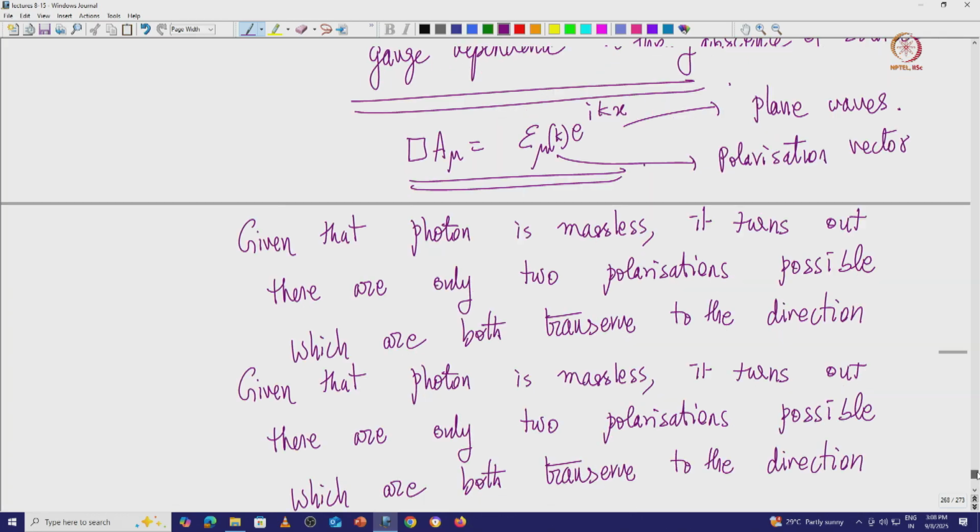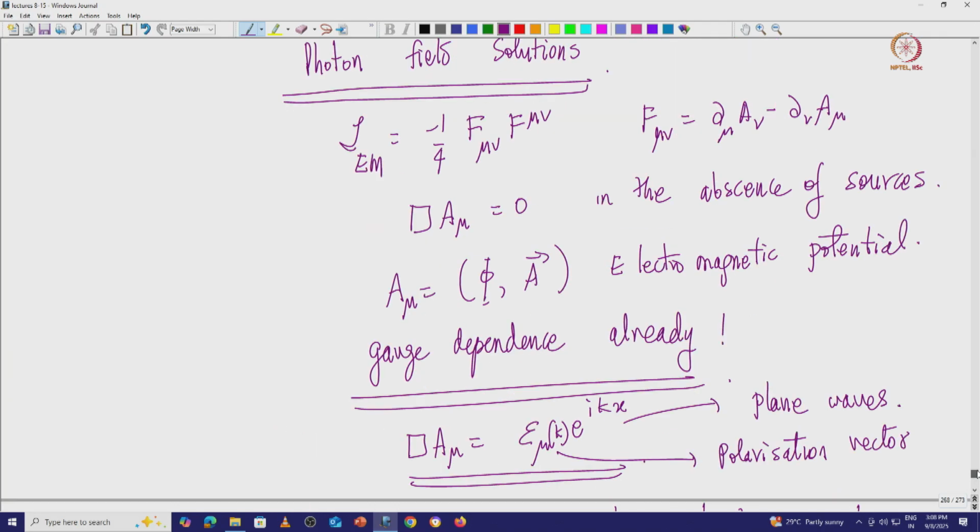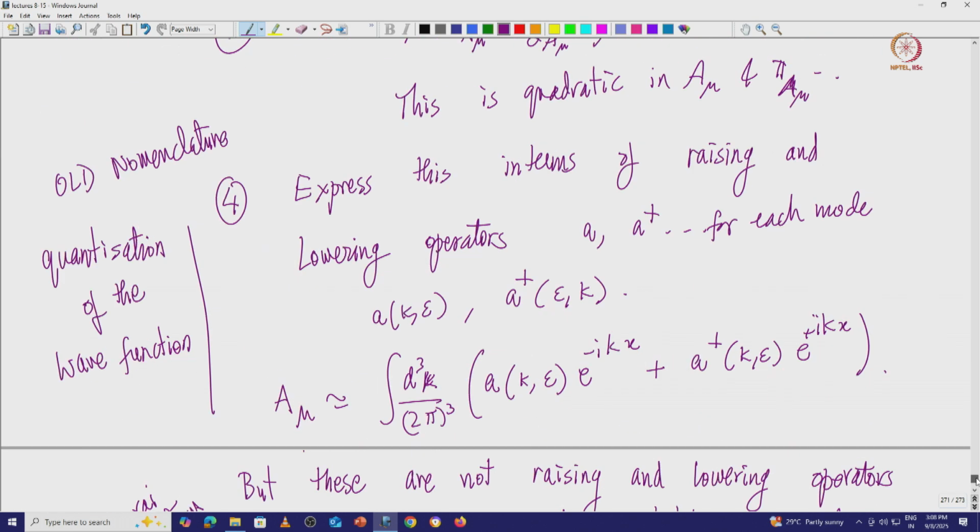Yeah, just to summarize before going to Compton scattering again. For photon field solutions, you start with the wave functions, the solutions of the electromagnetic field equations. So, box A mu is equal to 0, and you express phi and A mu in terms of plane waves and a polarization vector. This is the solution we want. We choose a gauge to arrive at it.